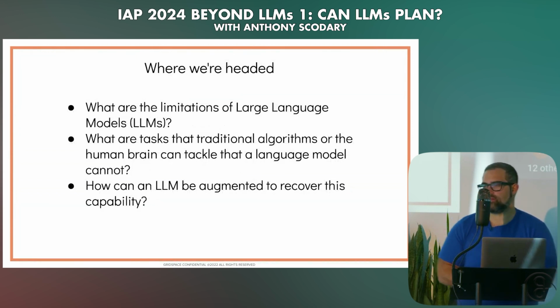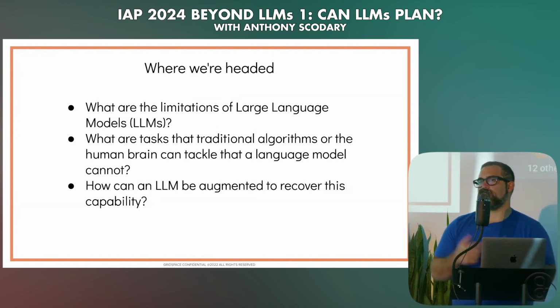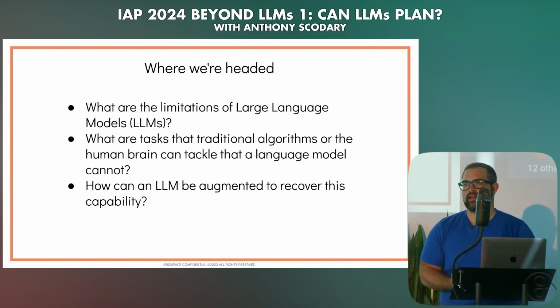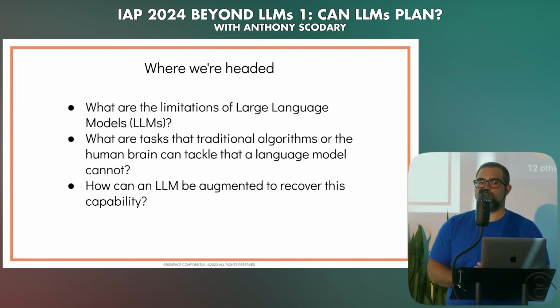So this is where we're headed in this year's IAP course. Three things. One, what are the limitations of large language models? What are things that a large language model by itself struggles to do in the broad spectrum of cognitive tasks that either other computer algorithms or the human brain can do? We're also going to talk about how you can augment large language models to start to recover some of that missing capability. Large language models are obviously extremely powerful, and have brought language technology and machine learning to the forefront of not just the computer science community, but pretty much the tech topic of the year for two years now.